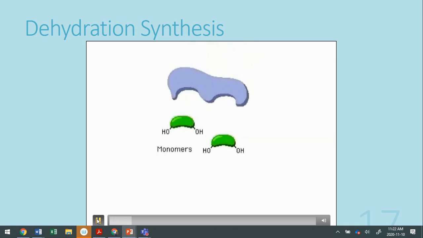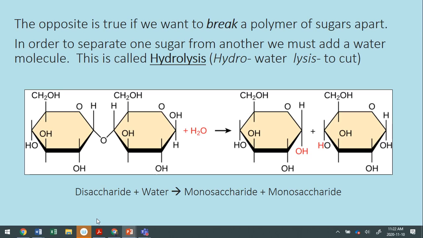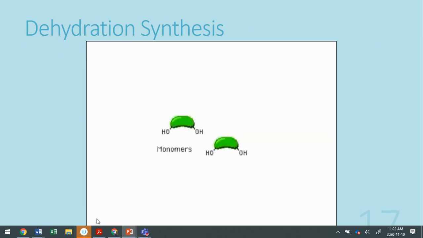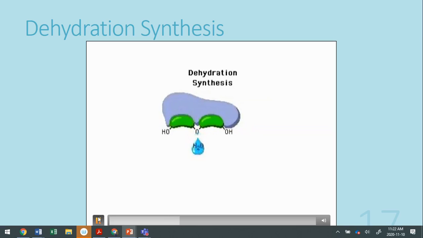A process of linking monomers, called dehydration synthesis. Okay, so notice that now we've removed a water from there. We removed an OH from one of the sugars and an H from the other sugar, and they combine together to make water. What now happens between the two monosaccharides?